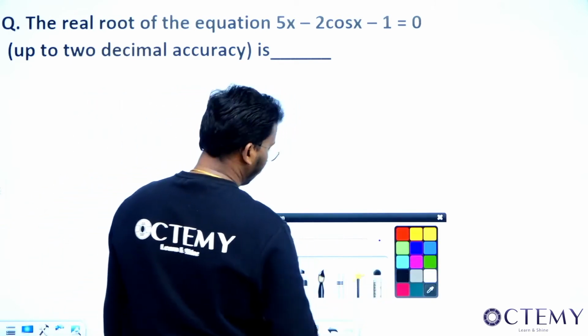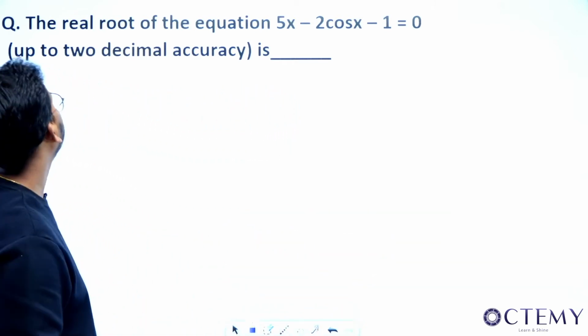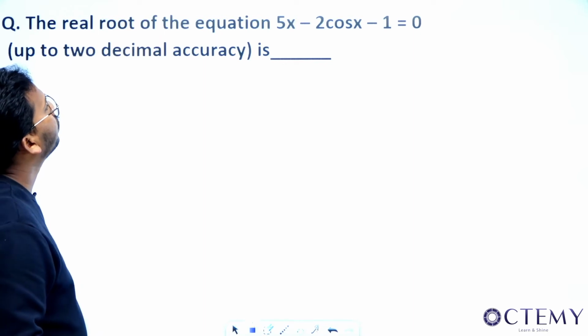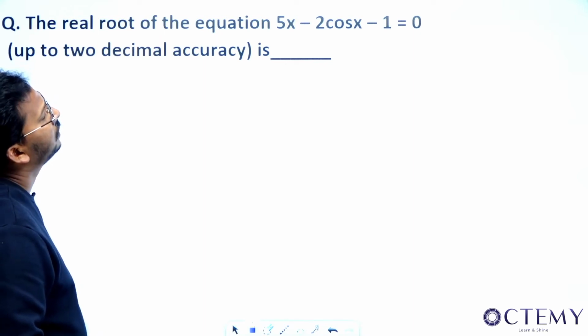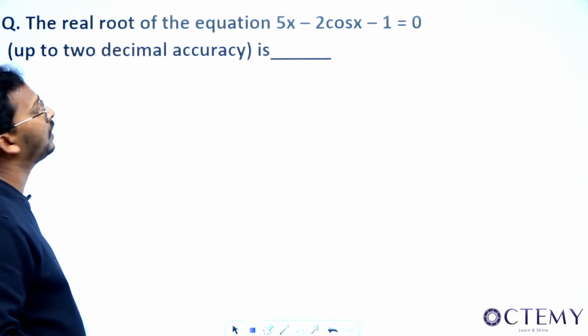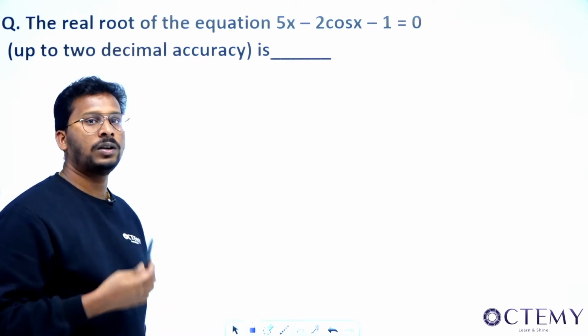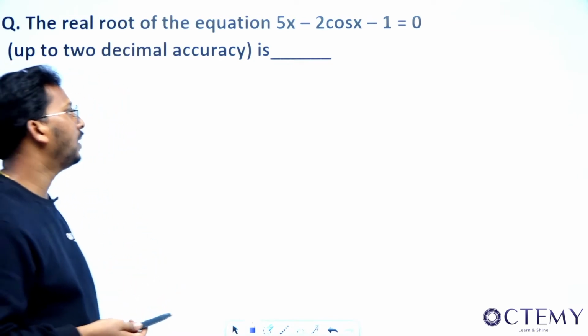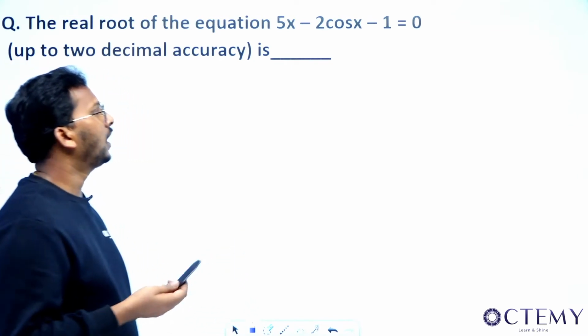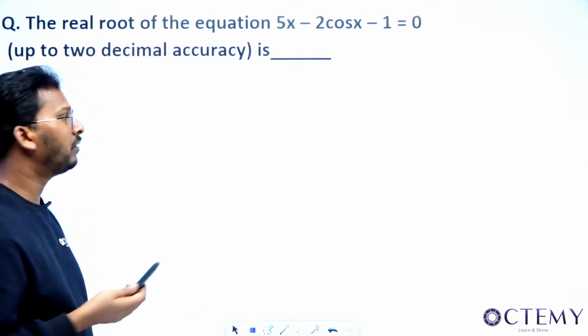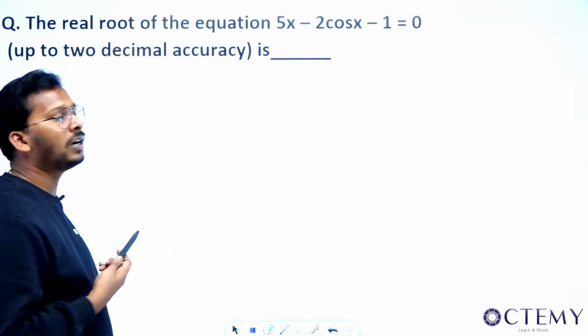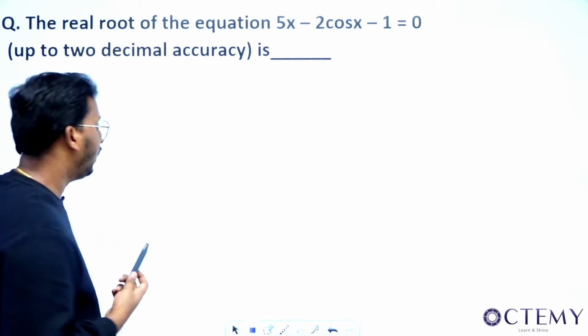In the next question, we'll see what he is asking. He's telling that the real root of the equation 5x minus 2 cos x minus 1 is equal to 0 up to 2 decimal accuracy. Right? Now he did not tell you to use anything. You can use your bisection method or your regula falsi method or Newton-Raphson method, but we know that the fastest convergence is your Newton-Raphson method only, so we'll use Newton-Raphson method.